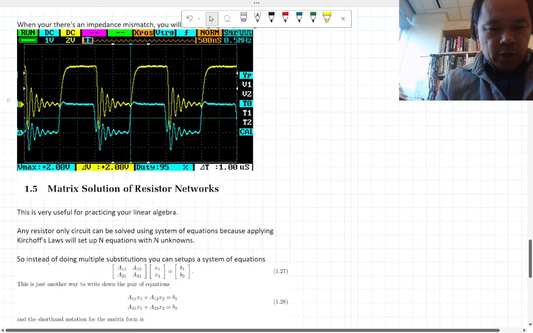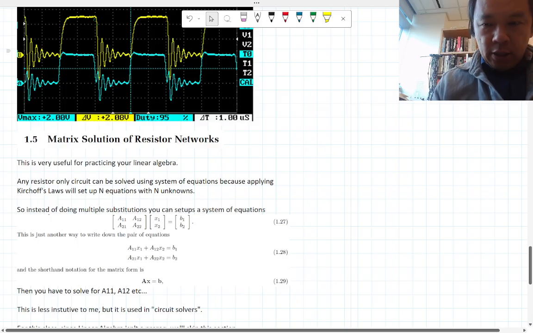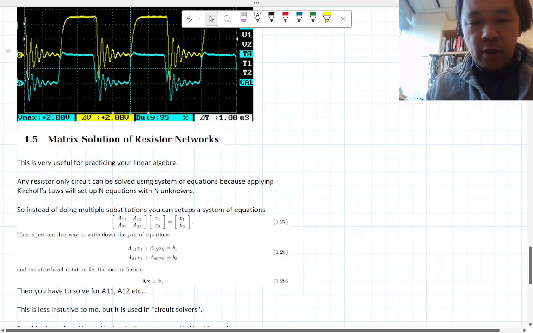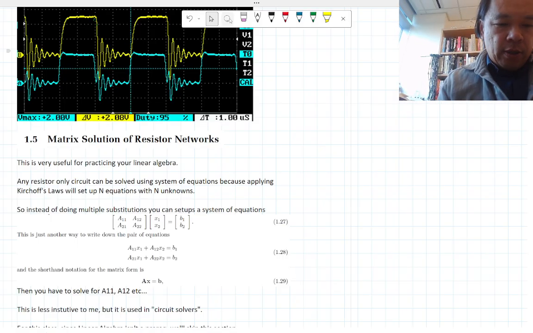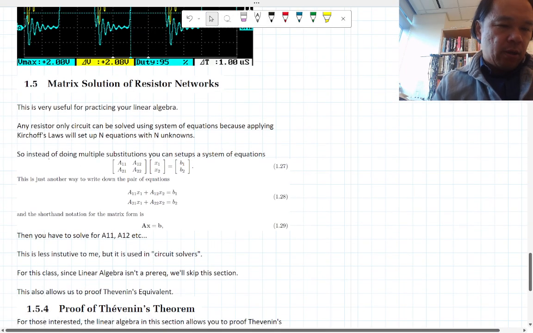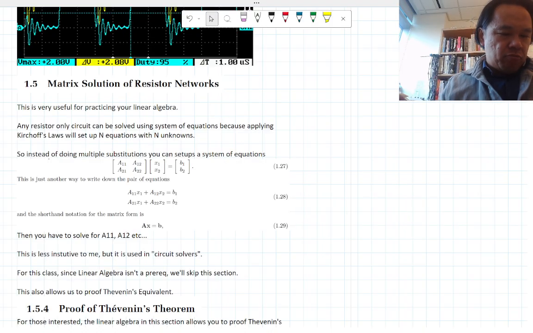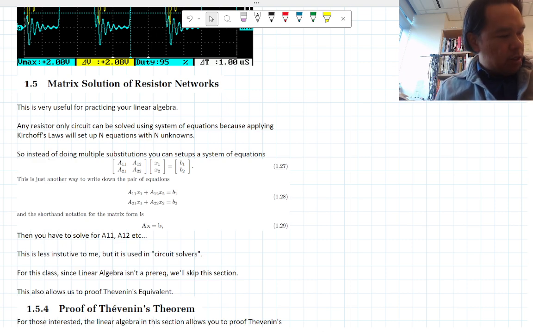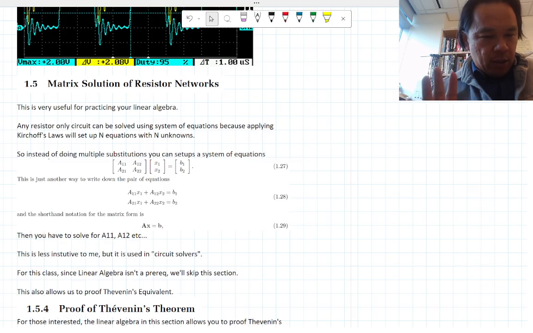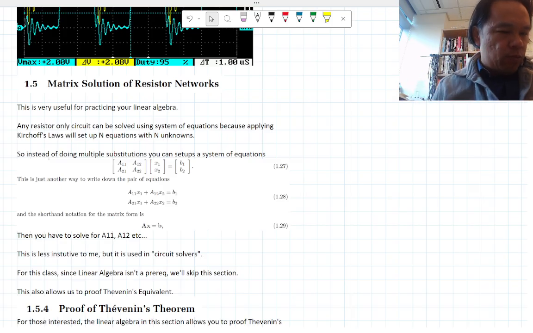Okay, so the next section, let's see how many minutes I have talked already. Well, okay, I'm just going to quickly talk through the next section, 1.5. I'm not going to assign any problem or have you do anything with it, but I think it is important for you to hear why this next section is useful if you were building a circuit solver yourself or something like that.